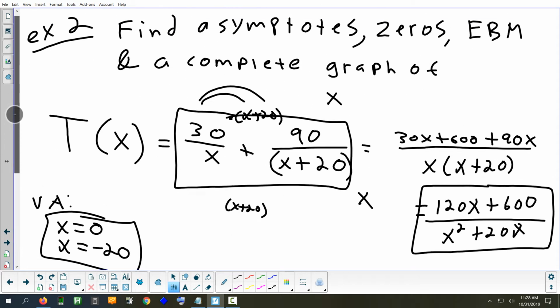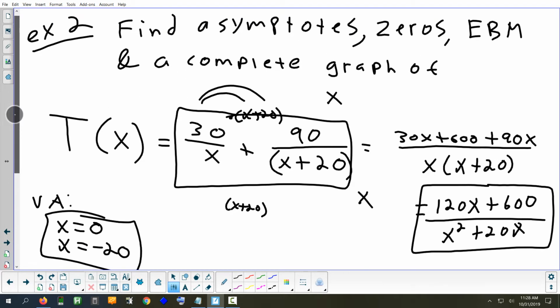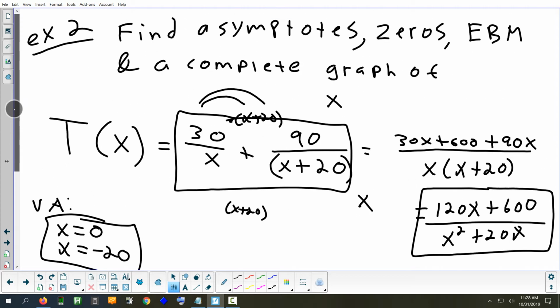Okay, let's do the zeros. So remember, a zero or a root is a number you plug in for x and get 0 for what? y. So it's basically like you're going to set this equation equal to 0. And it's a lot easier to use the combined one this time.